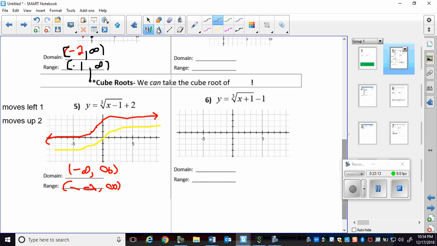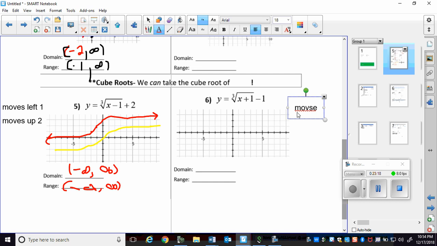Next one, writing out the transformations. I have move left 1. Oh, guys, I did the last one wrong. It should be, let's make a correction here.